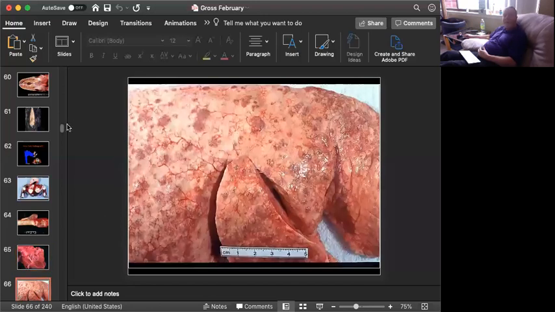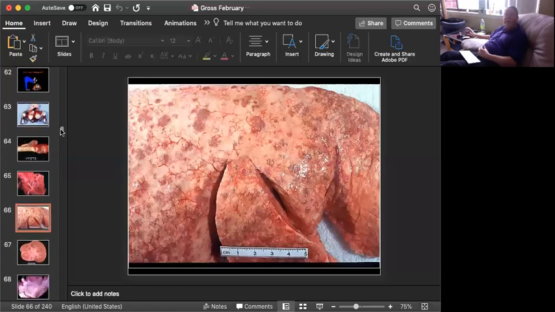Slide number 4 is tissue from a sheep. Can you give me a morphologic diagnosis and a cause?